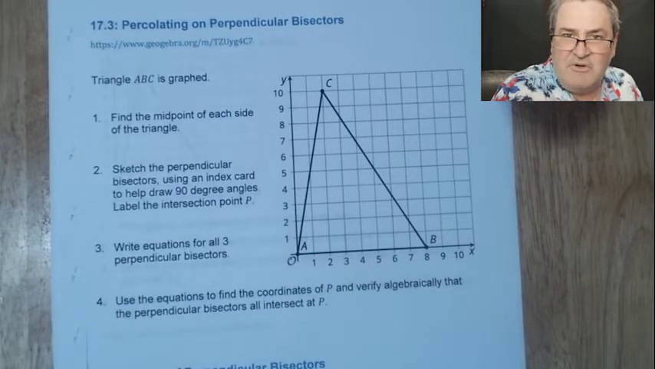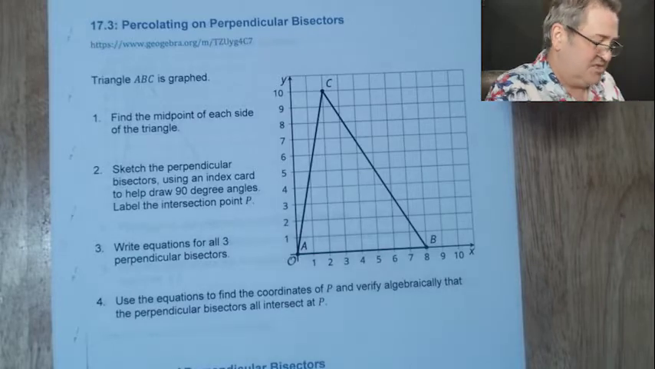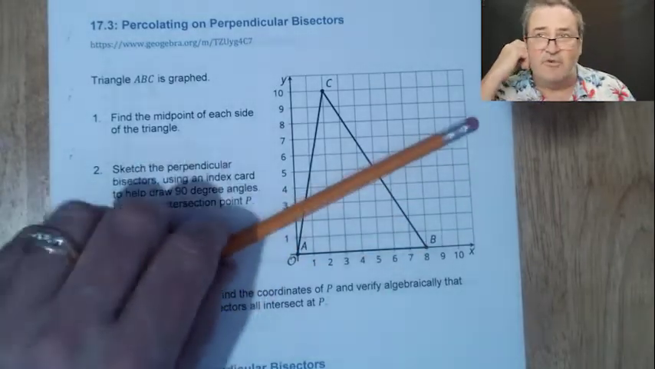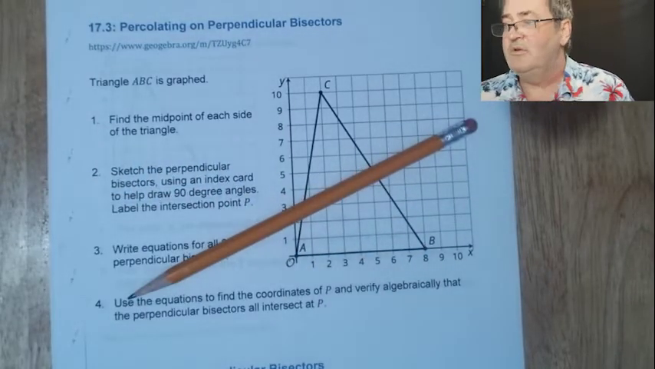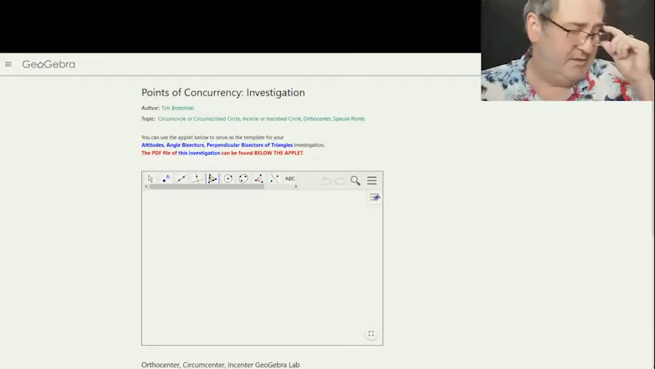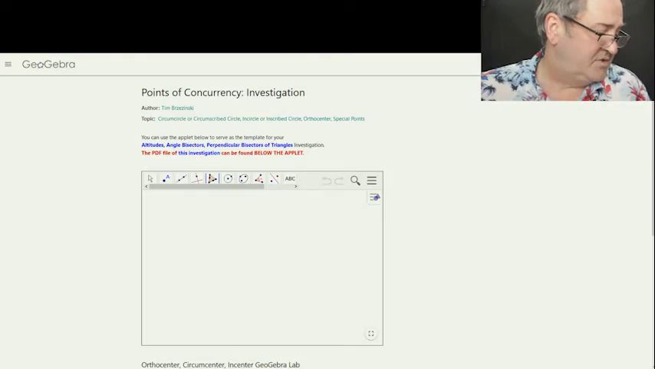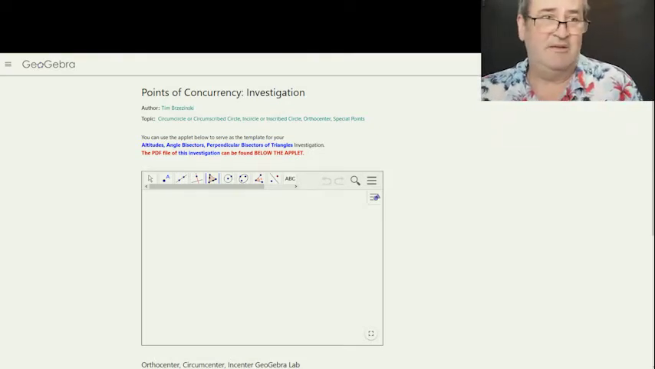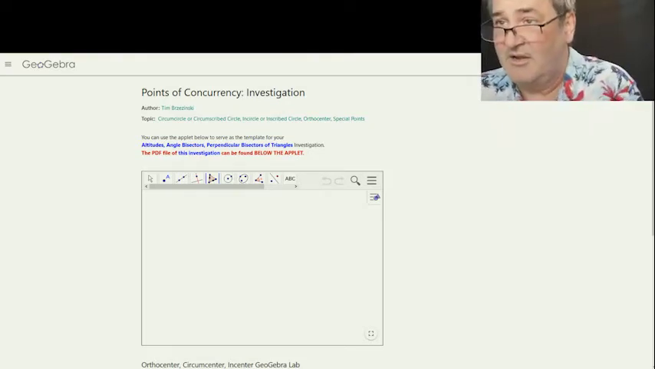Tell you what, we're going to switch. Instead of doing this slowly, I'm going to speed things up a little bit for us, and we are going to do this online. All right, so I'm at GeoGebra. And on the notes, I have the actual web address of this particular page that I'm on.